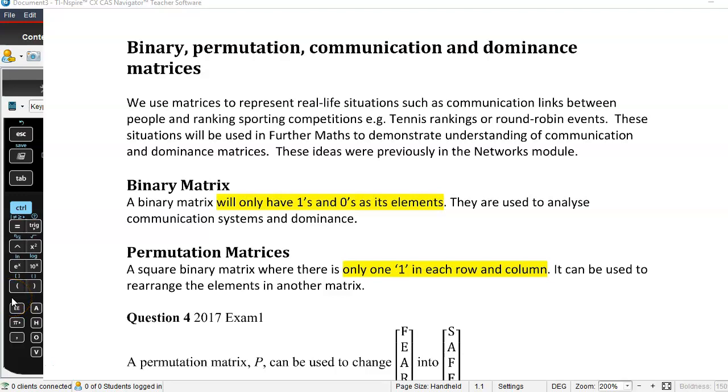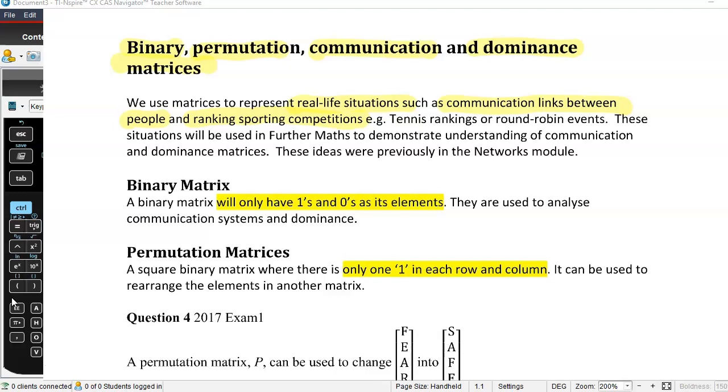Okay, so let's start talking about binary, permutation, communication, and dominance matrices. We're going to do this in a few parts. We use matrices to represent real-life situations such as communication links between people and ranking sporting events. So we've got these real-life situations, and we can use a matrix to model them.